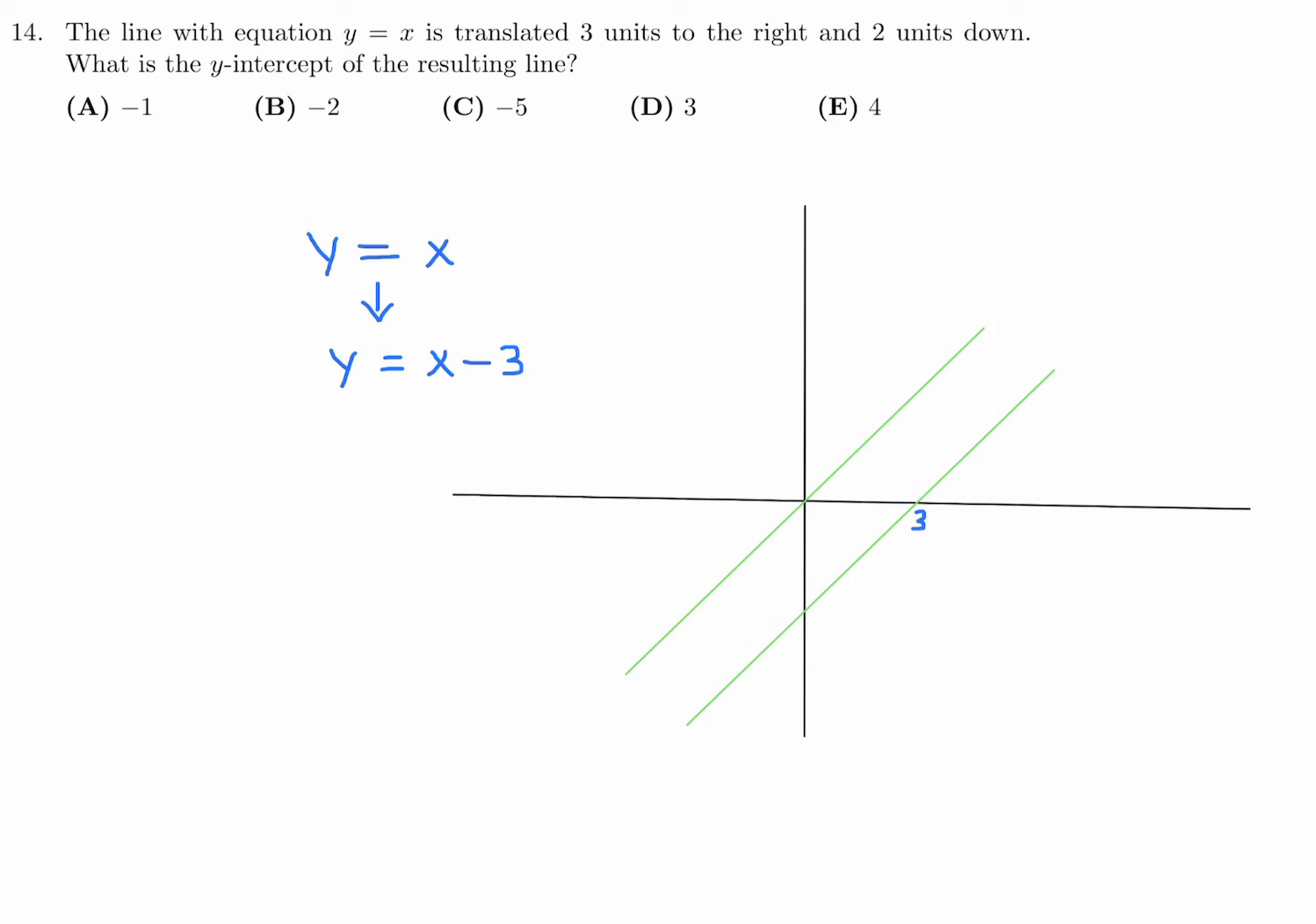So this time when x is 3, y is 0. And then you're taking this equation and making another translation 2 units down. So approximately like that. So that equation, since y is going down by 2, would be y plus 2 is equal to x minus 3. And they're asking, what is the y-intercept of the resulting line? The y-intercept is when x is 0. So that becomes y plus 2 is 0 minus 3. So y is equal to minus 5. And that would be about right there. So number 14, the answer is C.